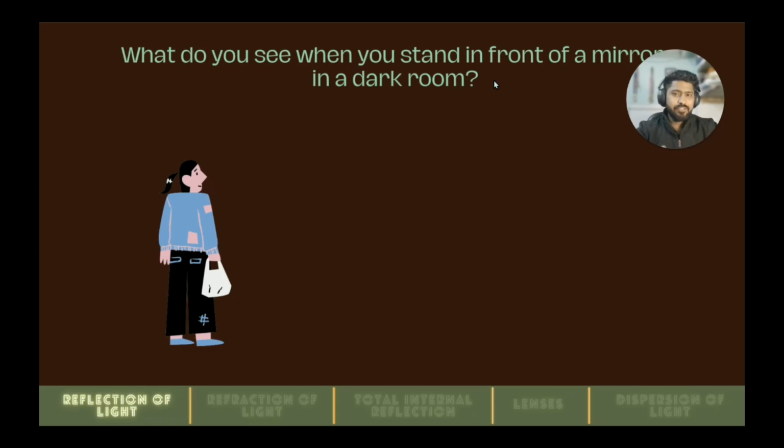Before we proceed further, let me ask you something. What happens when you stand in front of a mirror in a dark room? You see nothing. Why? You know why? Because without light, reflection cannot occur. So, light is essential for us to see ourselves and the world around us.